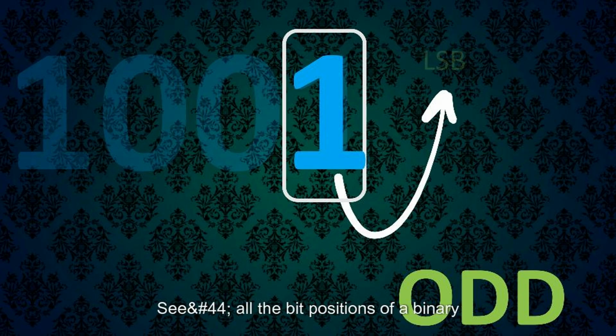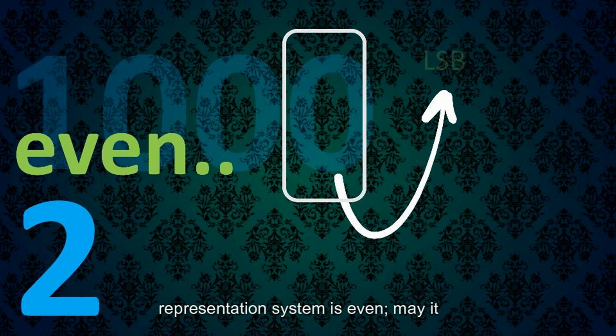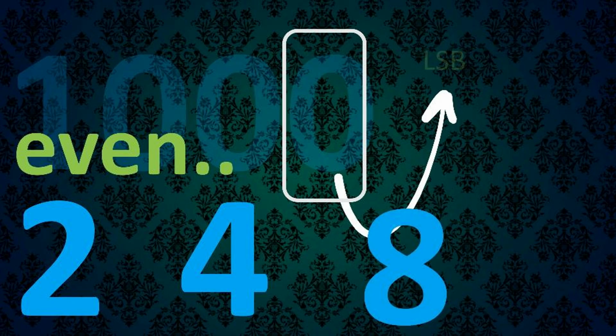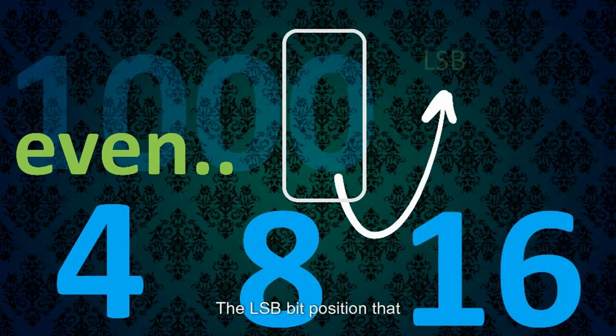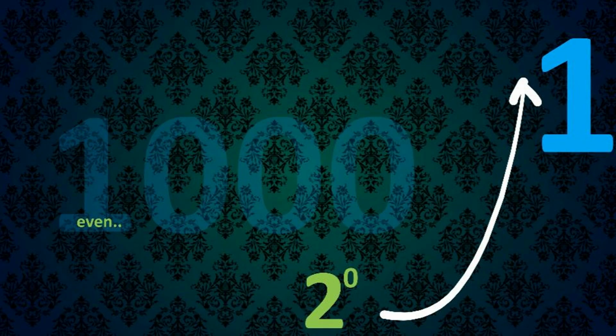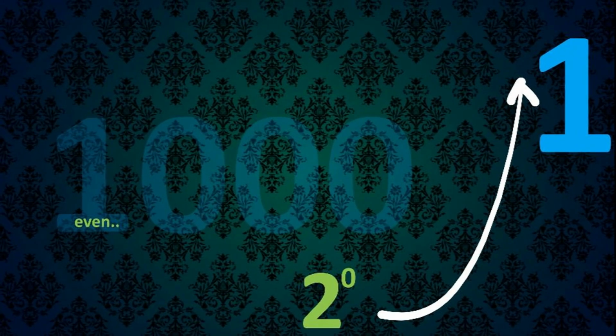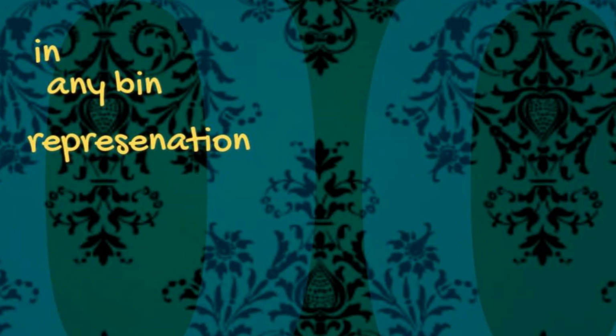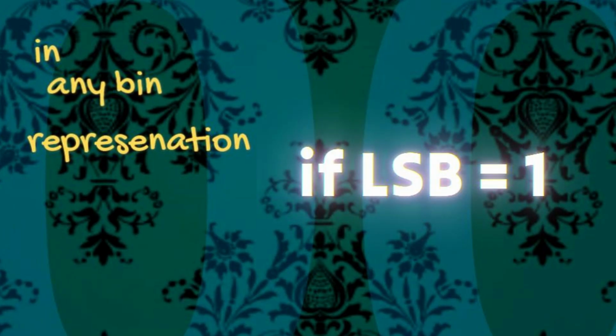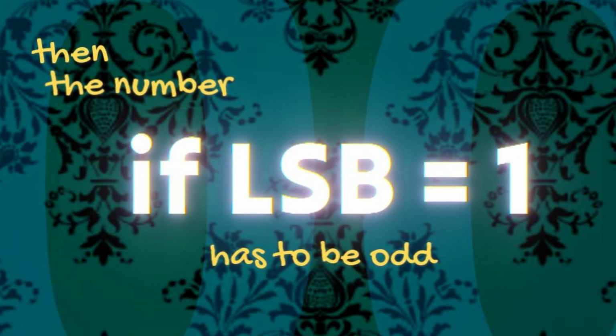See, all the bit positions of a binary representation system are even, may it be 2, 4, 8, 16, 32, 64 and so on. The LSB bit position, that is 2 to the power 0, is 1 and the only odd offset in the entire math. Now by chance, in any binary representation, if the 2 to the power 0th position is 1, then the number has to be odd in nature.